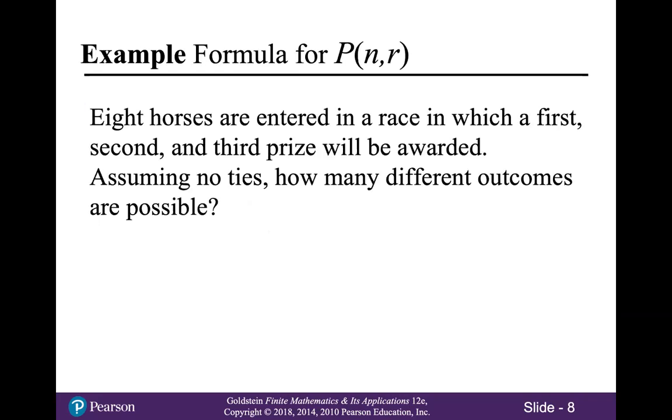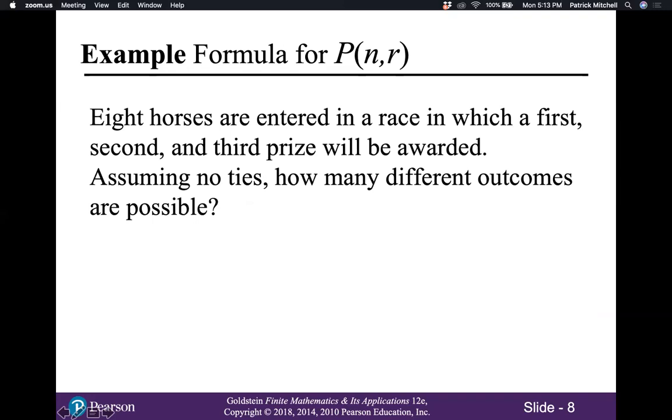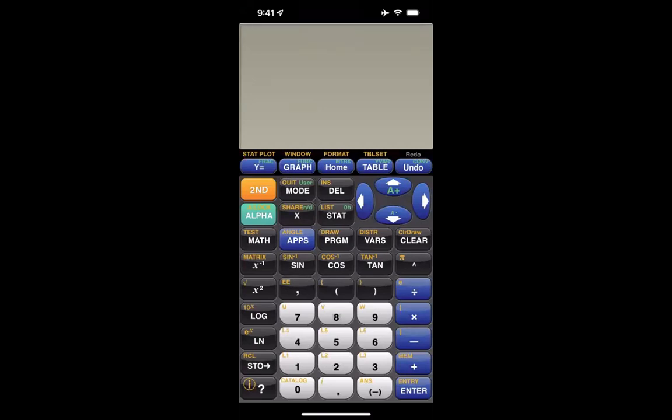Okay, so I'm going to use the calculator to do this problem. 8 horses are entered in a race in which a first, second, and third prize will be awarded. Assuming no ties, how many different outcomes are possible? And you know what? I think I will just switch right over to the calculator. Now, I happen to have a graphing calculator, but it's very similar on the scientific calculator. I'll try to describe to you how it works.